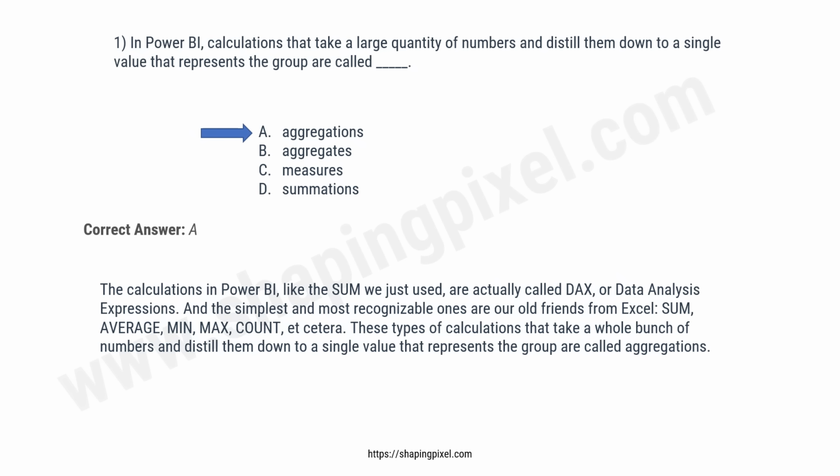The calculations in Power BI, like the sum we just used, are actually called DAX, or data analysis expressions. The simplest and most recognizable ones are our old friends from Excel: sum, average, min, max, count, etc. These types of calculations that take a whole bunch of numbers and distill them down to a single value that represents the group are called aggregations.